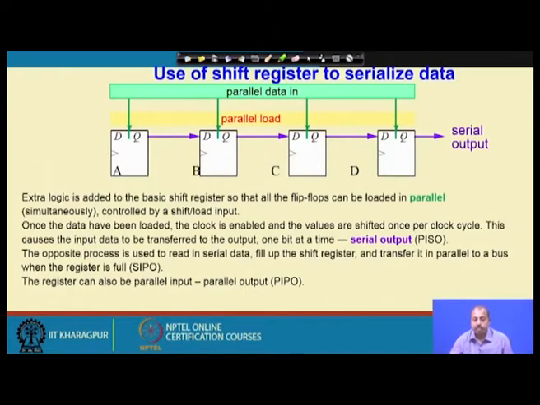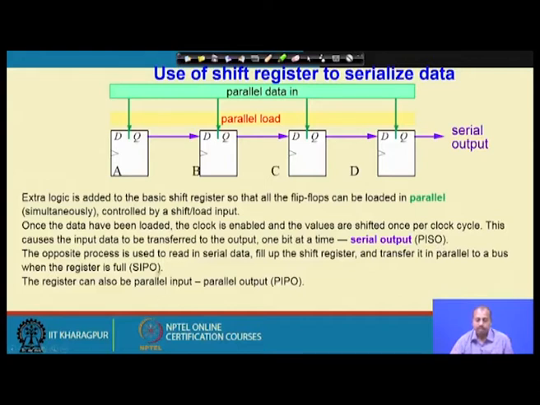This diagram explains how we can have this parallel to serial conversion. Parallel data is loaded in parallel onto these D flip flops, and then these D flip flops are otherwise connected in a series fashion. We have seen this logic previously: a parallel in serial out type of register configuration, known as the PISO structure.